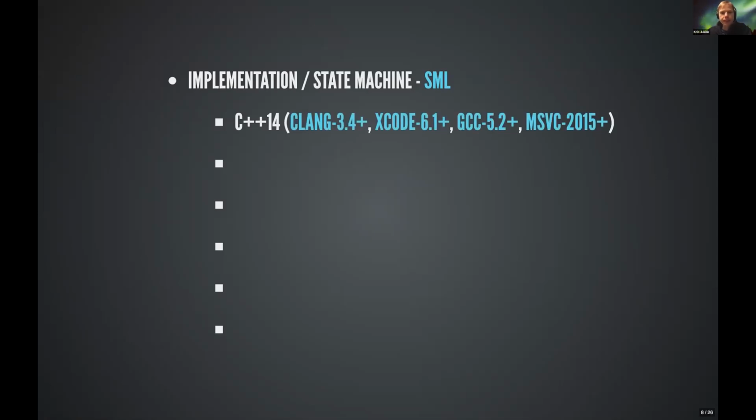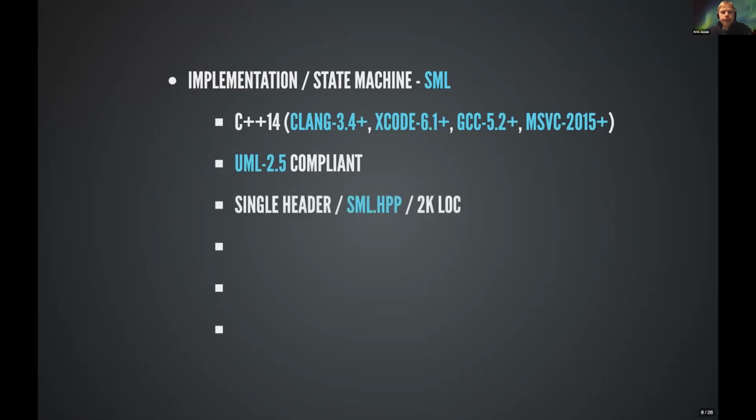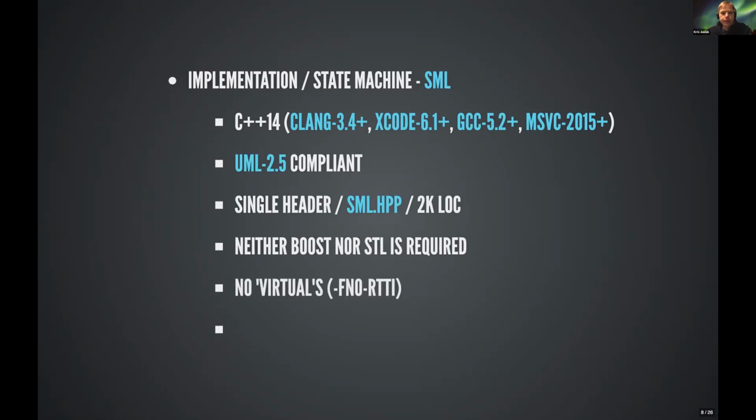It's C++14. It's UML 2.5 compliant, if you know UML. It's a single header, so we can include it. It doesn't require anything. There's no Boost, STL, or anything like that required. So it's pretty cool to experiment if you have microcontrollers and compilers which you can't really leverage because they're so old. And it's obviously fast and it doesn't require exceptions, which is also important for embedded stuff.